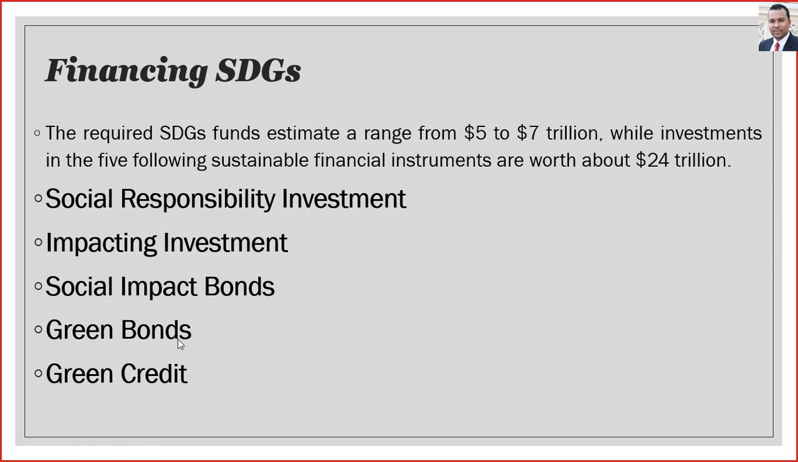Number three, social impact bonds. In this case, the bond achieves both financial and social returns together. The first time the social impact bond was used was in the year 2010. The UK is the first country that introduced social impact bonds, to attract private investors to solve any problem, maybe a social problem, maybe an environmental problem.